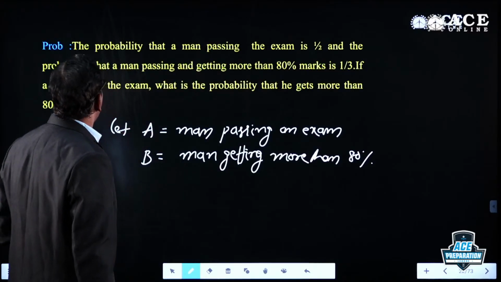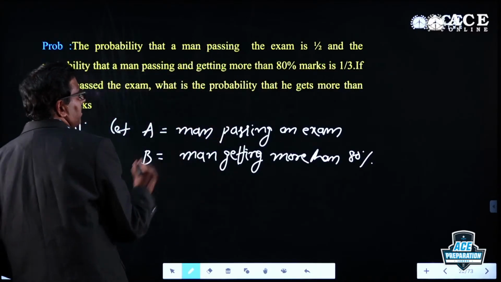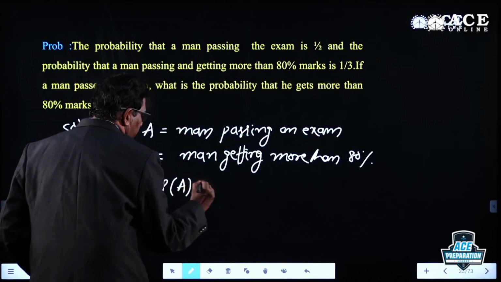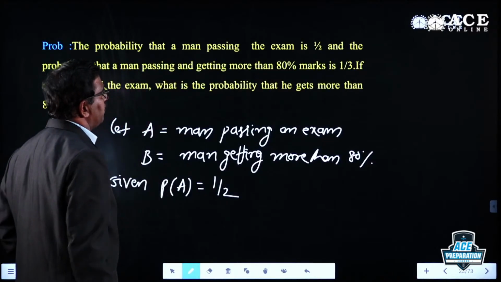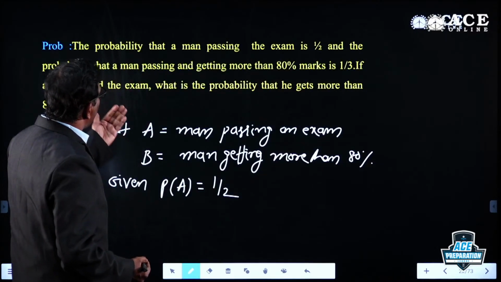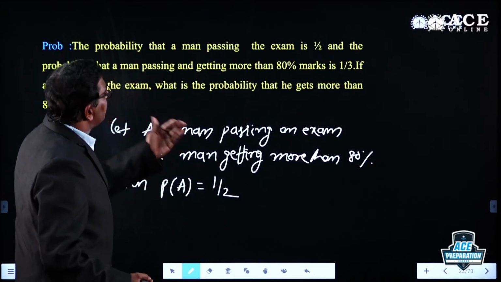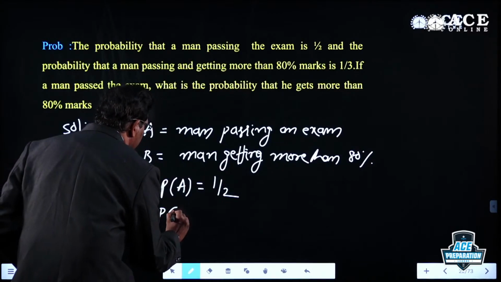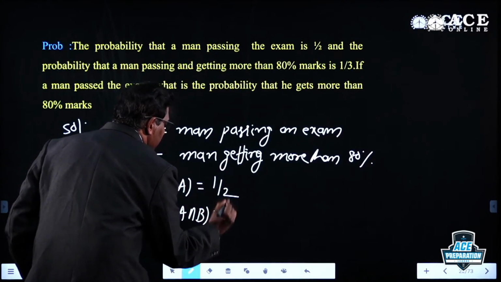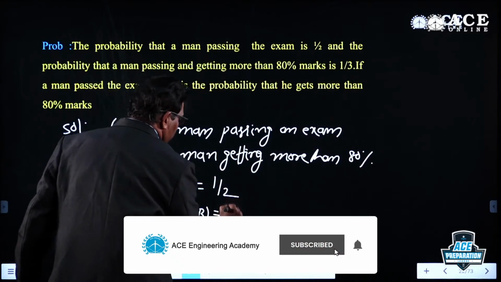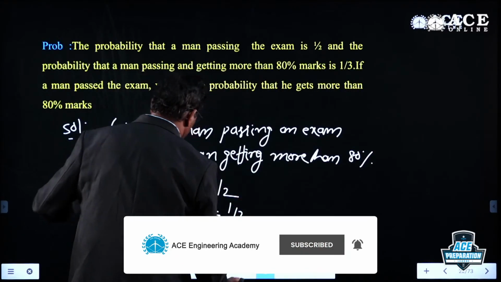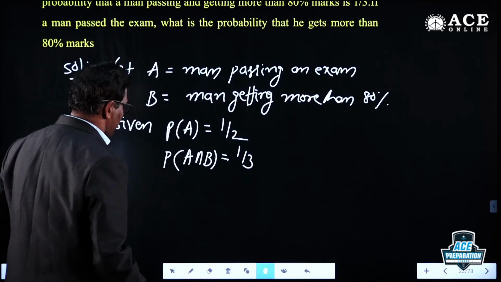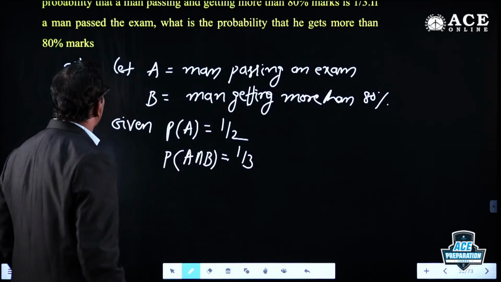Now given data, the probability that the man passing an examination is 1 by 2. What is given? Given probability that the man passing an examination means P of A is equal to 1 by 2. And the probability that man passing exam and getting more than 80%, both passing and getting more than 80% means, is it intersection or not? P of A intersection B is given as what it is? 1 by 3.